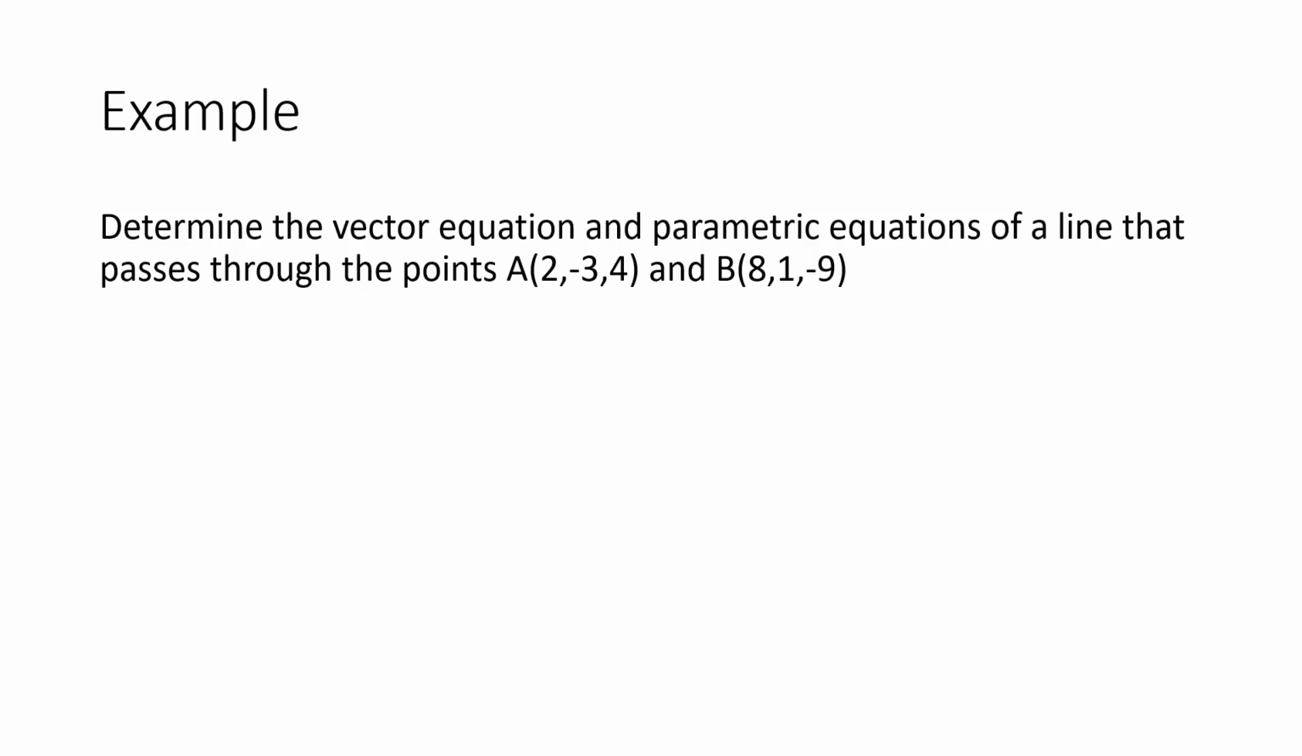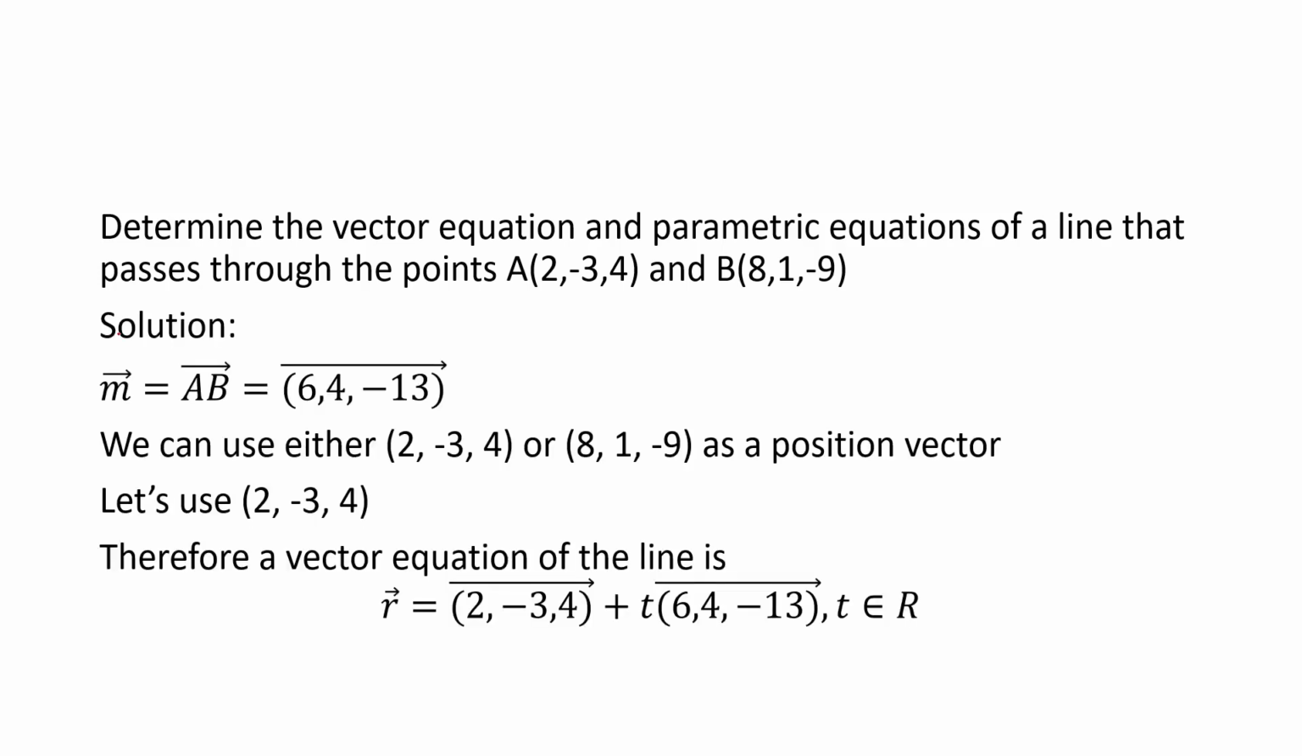Well, we need a position vector and a direction vector. We'll get our direction vector first. If you recall, direction vectors are typically given the letter m to denote them. So the direction vector will be whatever the vector is between A and B. That will just be 8 minus 2, then 1 minus -3, and then -9 minus 4. So we'll see our direction vector is actually (6, 4, -13).